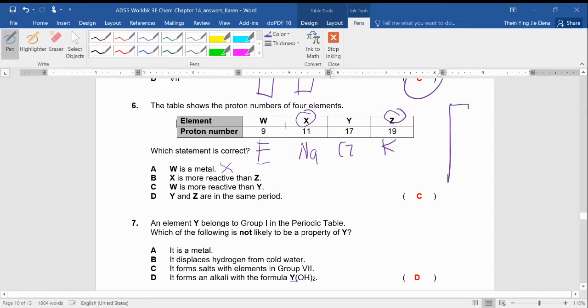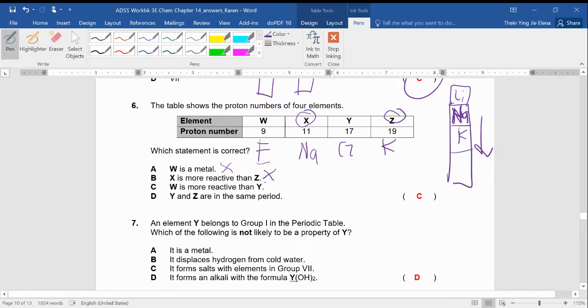So down the group for group 1, reactivity increases. Okay, sodium is higher up in the group compared to potassium. I think lithium is higher up here, right? Sorry, this is sodium, Na. Okay, so potassium is more reactive than sodium. That means Z is more reactive than X, so statement B is not true.